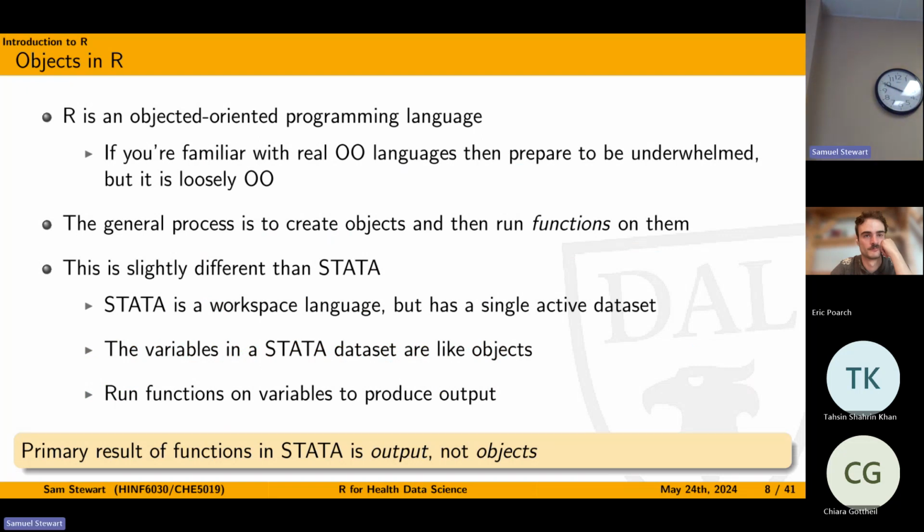So the primary result of a function in Stata is output. When you run a command in Stata, you get a printout. When you run a command in R, you get an object. That object has all the information that would be in that printout, but it's up to you to extract it. That lets you have a lot more control over your reporting and the objects you produce, but it does put more onus on you to dig into those objects yourself.